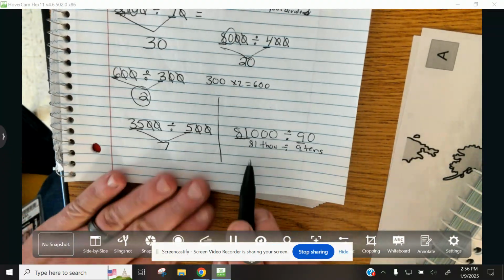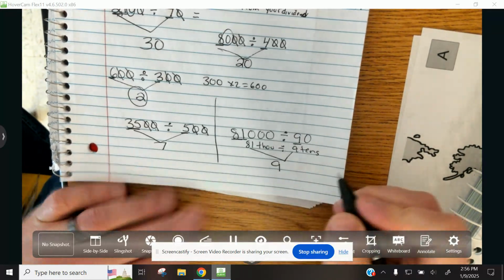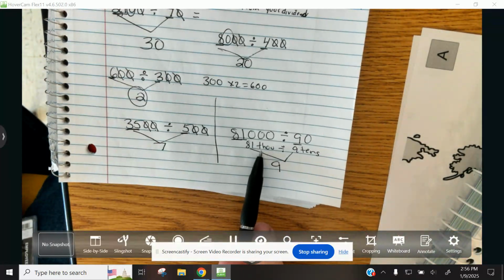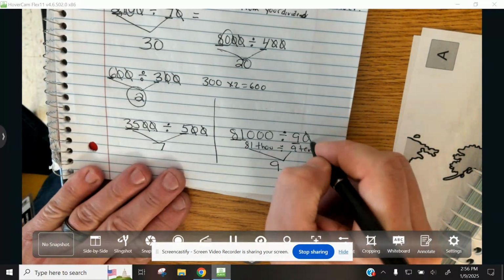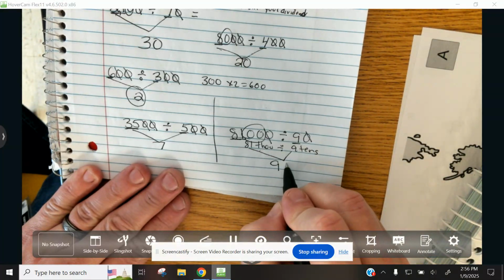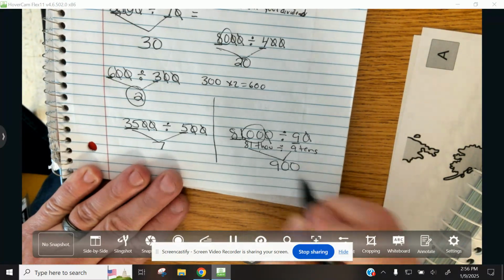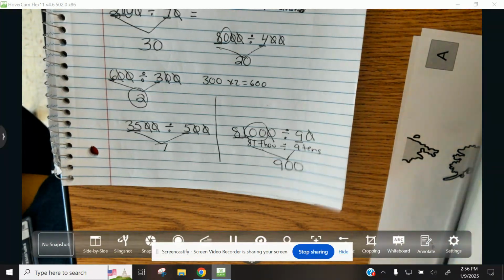But we know 81 divided by 9 is 9. Now, we know in the thousands, there are 3 zeros, and in the tens, there is 1. So 1 zero here is going to cancel out, which leaves 2 zeros left. So I have to make them 2 zeros bigger, which we know is 100 times bigger. So my answer is 900.